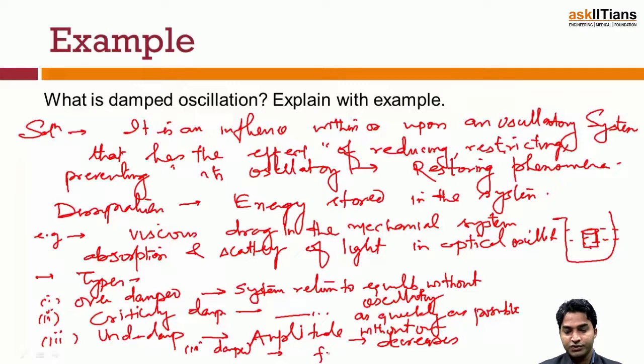So we can say natural frequency. These are the examples involved: overdamped, critically damped, underdamped and damped in the case of damped oscillation, and it is due to the restoring force in the system.